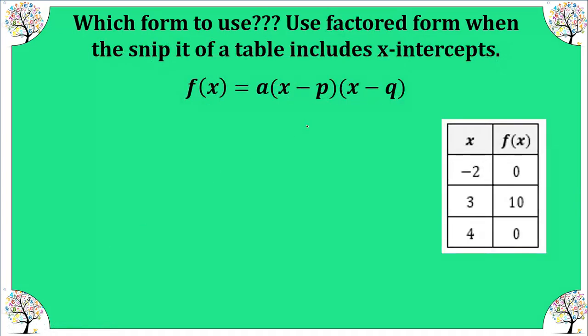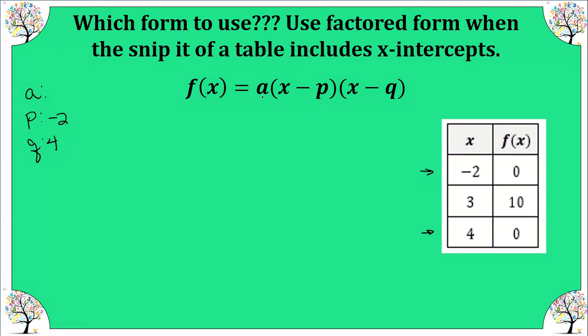In this example, we're going to be using our factor form or intercept form to write our equation. So notice that what we've been given are the two x-intercepts, our two roots. That is when y or f of x is 0. So we're going to need an A value, a P value, and a Q value. Our P and Q are going to be -2 and 4. This is where our parabola crosses the x-axis.